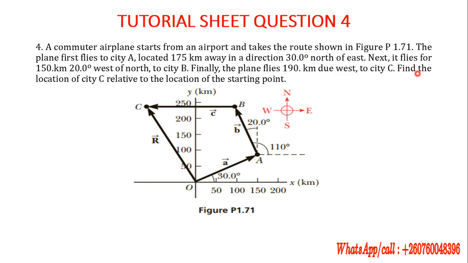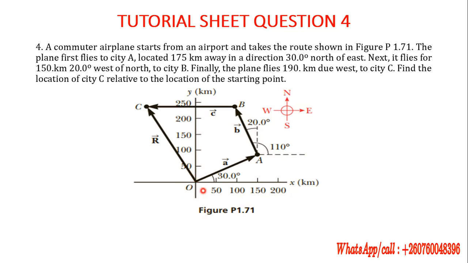So now, how can you find the location of city C relative to the location of the starting point here? This is our starting point. The first thing that you're supposed to do is resolve your x and y component of each leg that you have here.